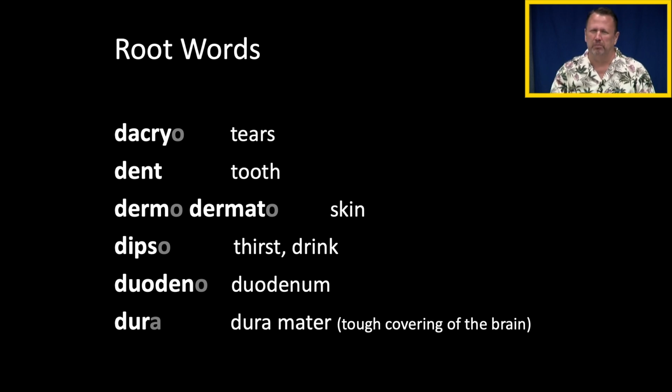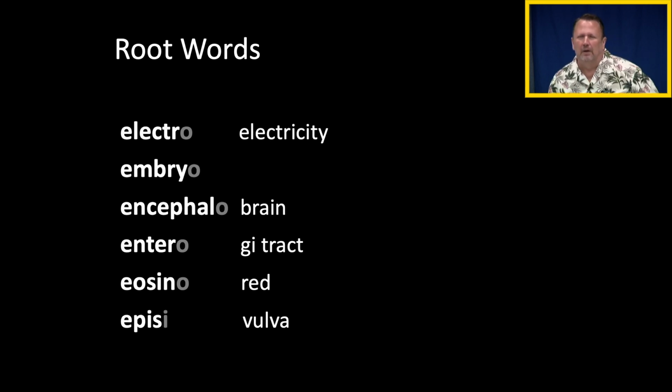Dura as in durable. So that tougher outer lining of the brain is called the dura mater. And then the soft part's called the pia mater. And I raise triplets, so I know a little bit about kids. All right, electro refers to electricity. Embryo refers to a developing baby; weeks 4 through 9 are the embryonic period.